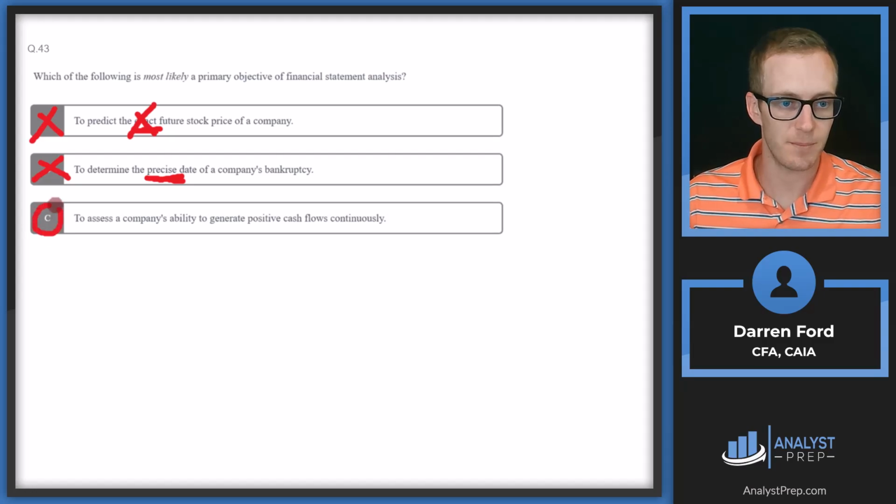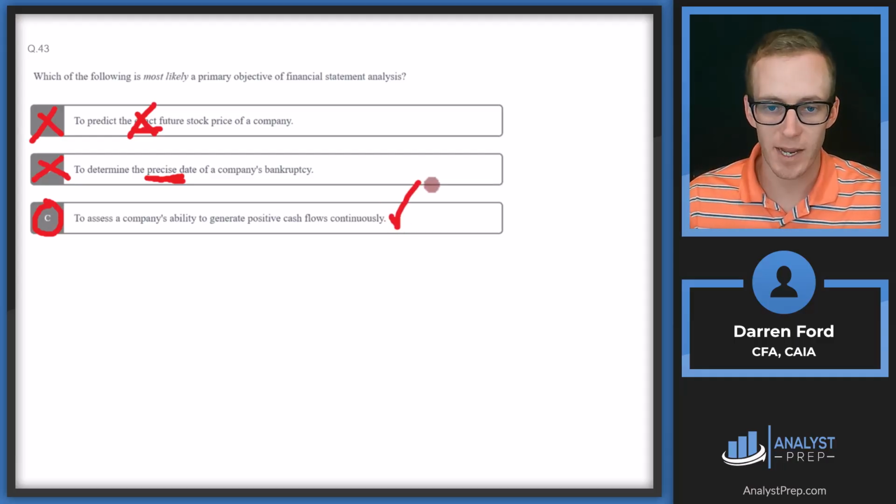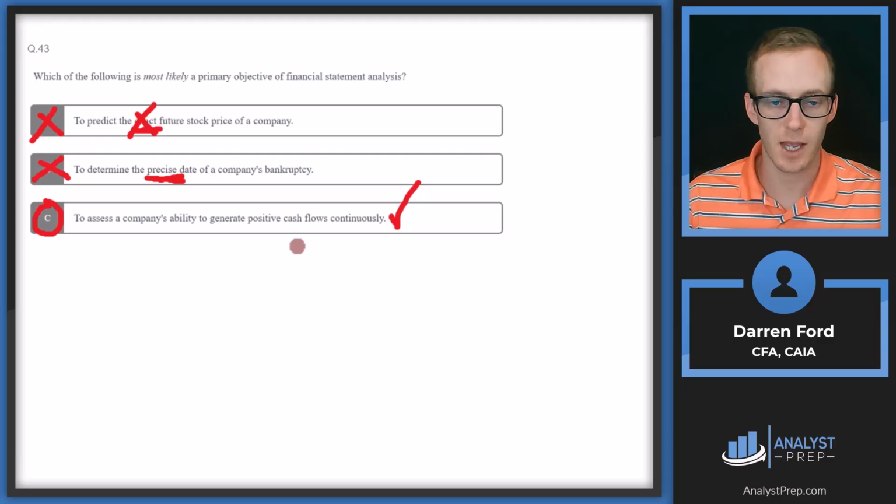So that's going to leave us with C. To assess a company's ability to generate positive cash flows continuously. This is definitely the best answer. By understanding the financials, that can help inform us of the company's profitability and whether we can expect them to continue generating positive cash flow.